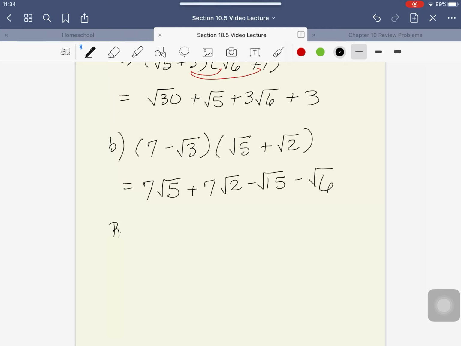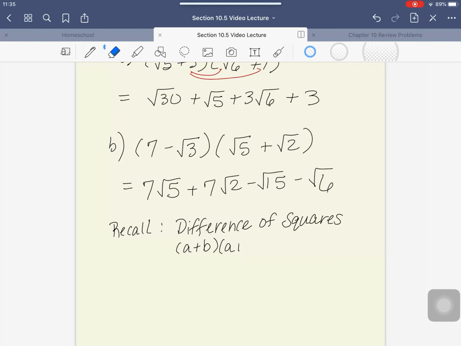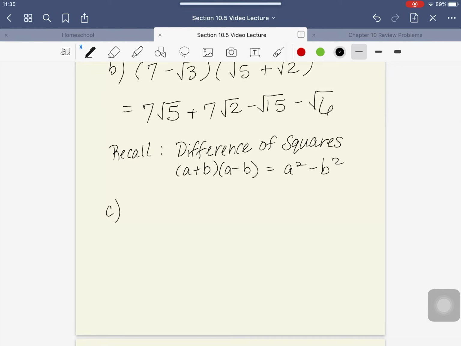All right, before I do part C, recall the difference of squares. A plus B times A minus B is equal to A squared minus B squared. All right, so as that applies to part C, we have the square root of 10 plus the square root of 3 times the quantity square root of 10 minus the square root of 3.